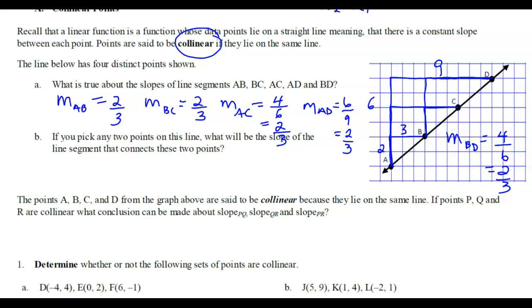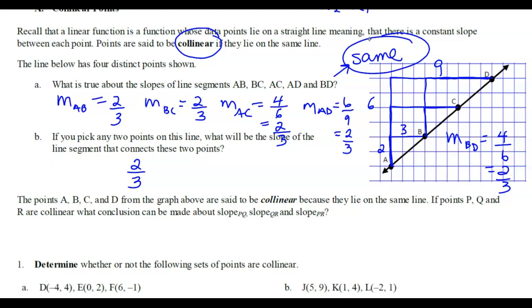Okay, it is a line. All of those points lie on the line and have the same slope between them. So if you pick any 2 points on this line, what will be the slope of the line segment that connects them? 2/3. Okay, so up here, what is true about these? I found them all. Here we just say they're the same. I didn't actually state that out, I just showed it. So the points A, B, C, and D from the graph above are said to be collinear because they lie on the same line.